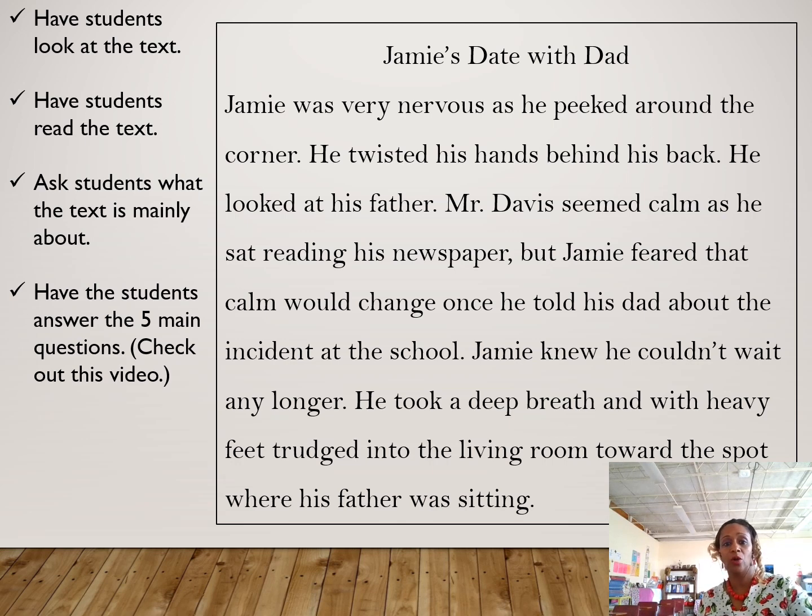But on this one, you'll notice we have a mentor text. It's on the side. We have some steps that we'll use in the middle of it: have the students look at the text, have the students read the text, ask the students what the text is mainly about, and have them answer the 5 main questions. And so now we're going to watch the video.